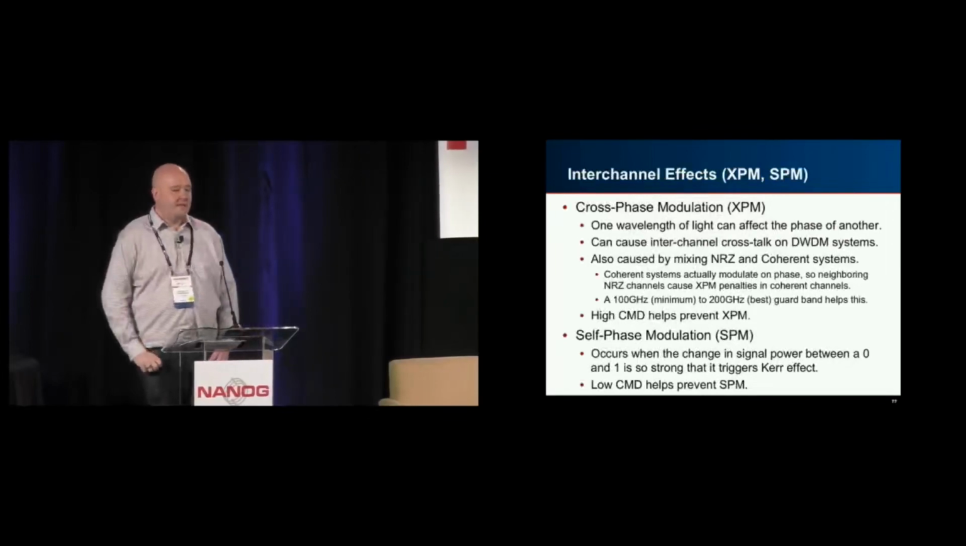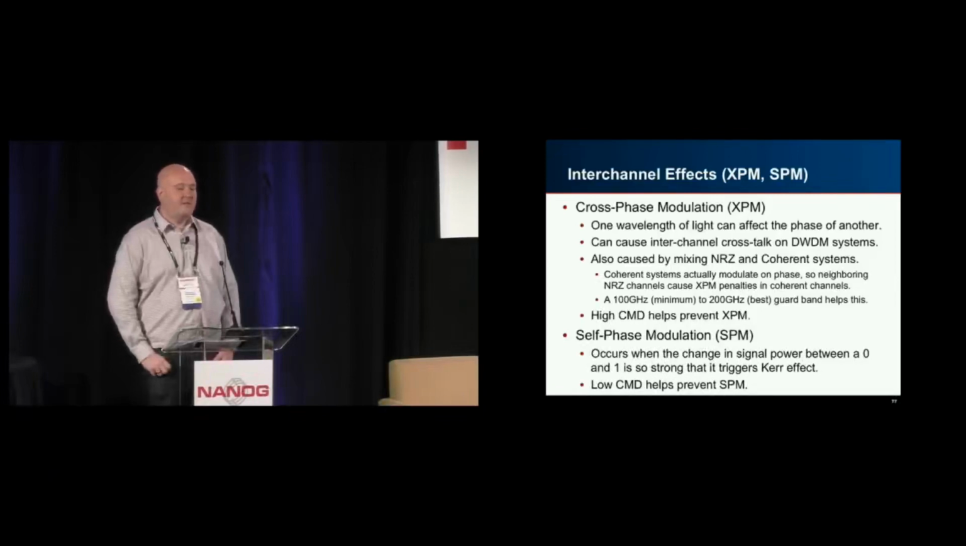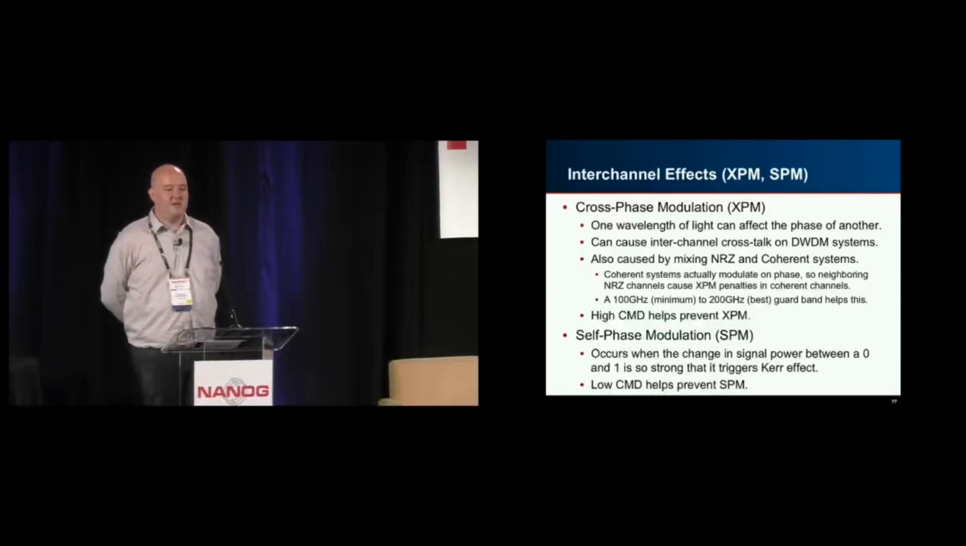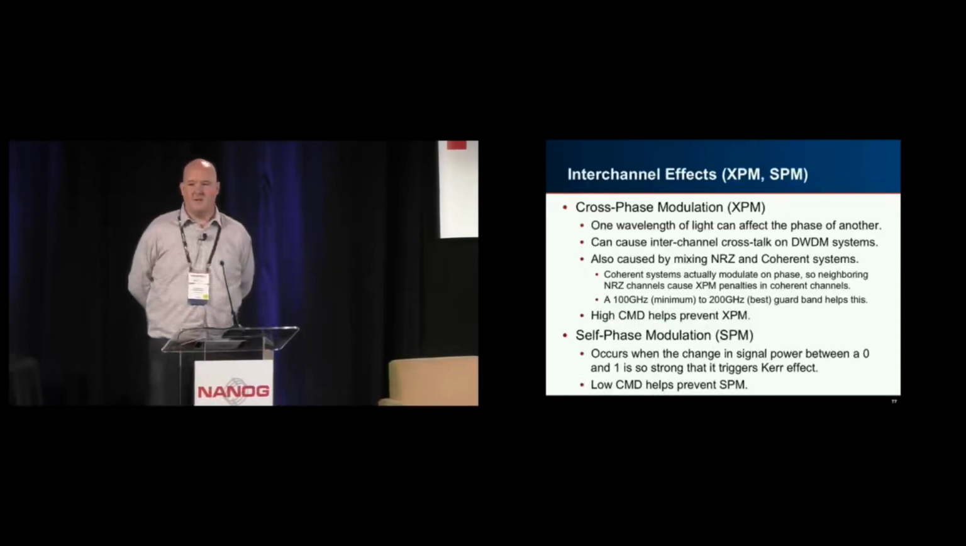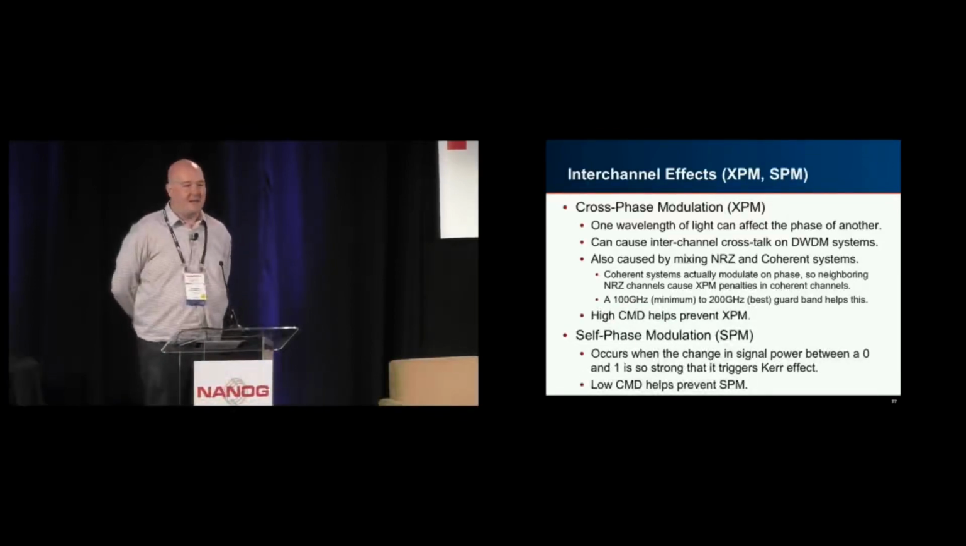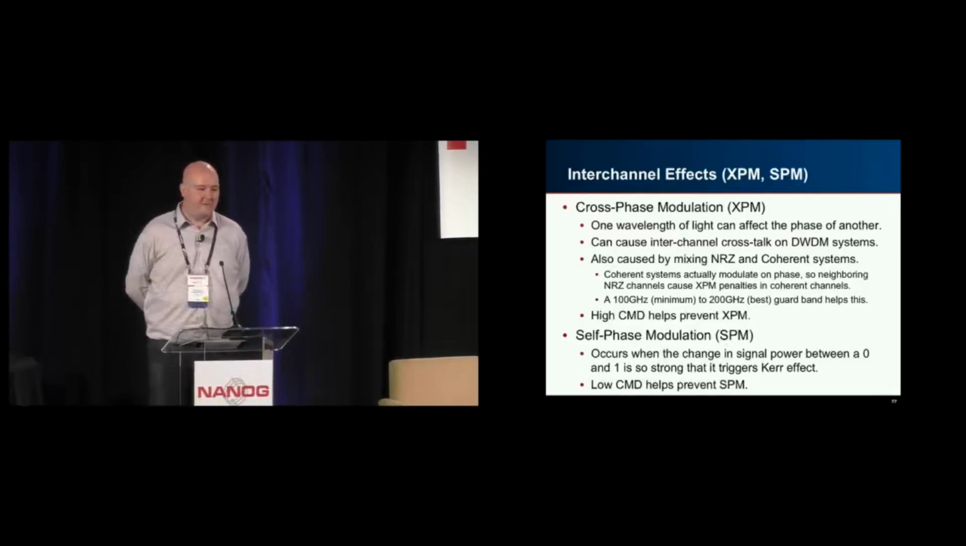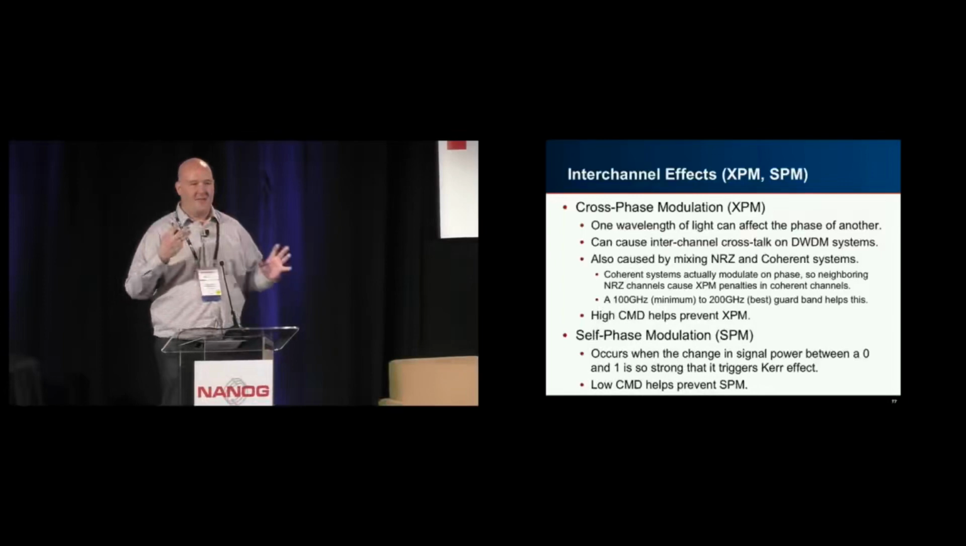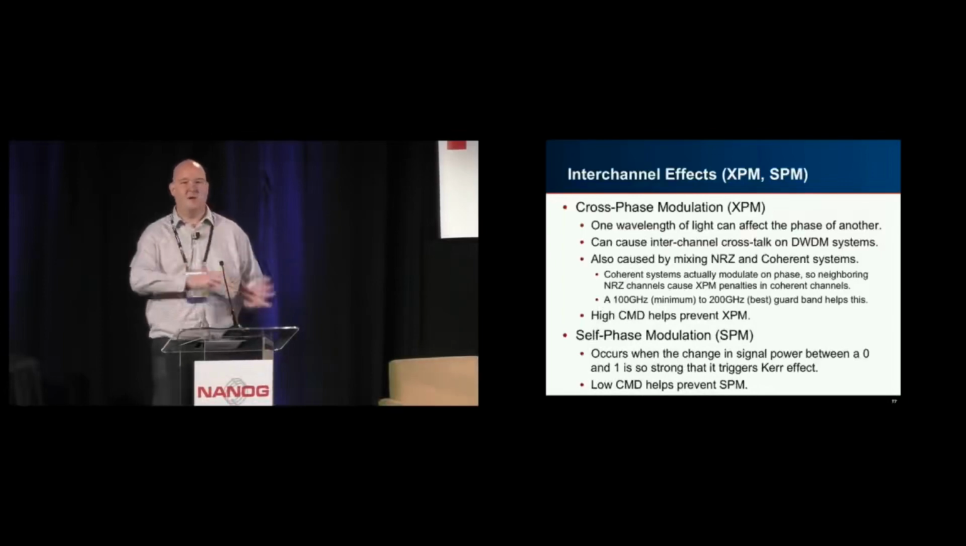The next ones, the Kerr effects, are what's called the interchannel effects. Cross-phase modulation is what happens when one wavelength of light affects the phase of another, and it causes interchannel crosstalk. Probably the most common area you'll see this in real life is when you try to mix a 10 gig and 100 gig technology on the same fiber. You're mixing what's called an NRZ system, I'll talk more about this later, an amplitude modulated only system, with a phase modulated system, and the 10 gig signal causes noise on the 100 gig signal.